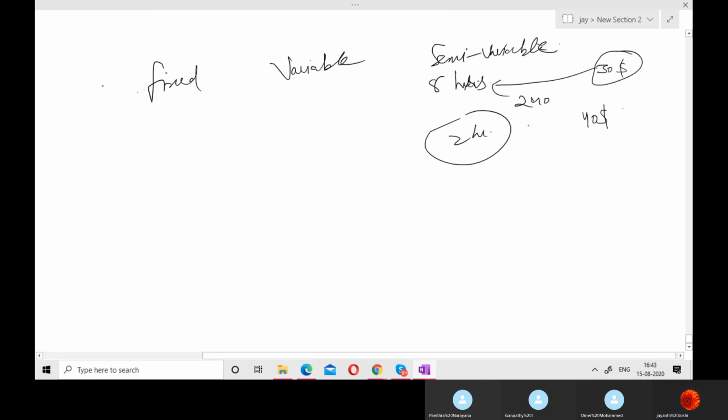Whatever they have fixed, from that they are going to give you a higher amount. So this is semi-variable. Now secondly, one more example.